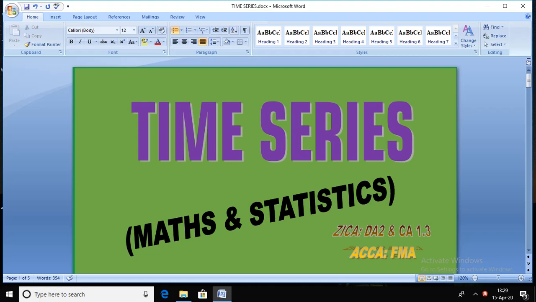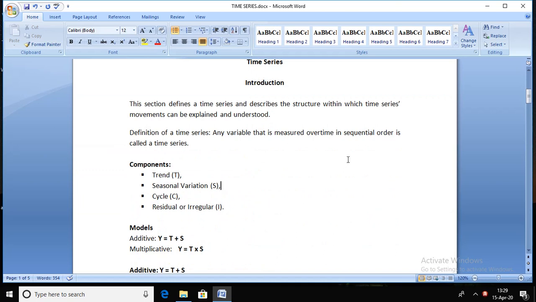Hi, let's look at time series today. What is time series? Any variable that is measured over time in a sequential order is called time series. In other words, time series values are values recorded over a period of time.